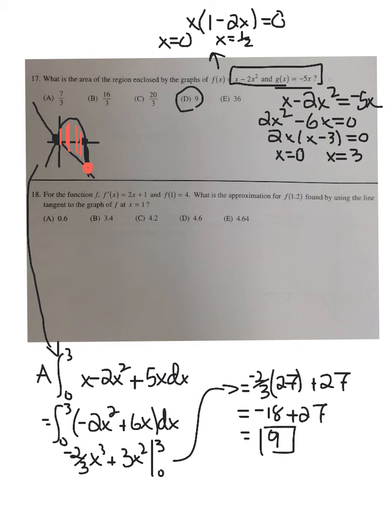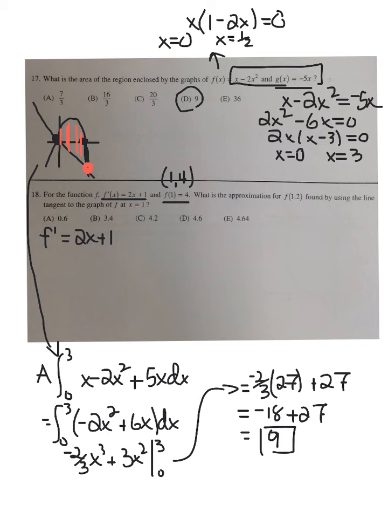All right, let's look at number 18. So 18 gives you the derivative, but it also gives you something about the function. I know that the function contains the point (1, 4). That's what this is basically saying there, right? So if my derivative is 2x plus 1, then I can find the slope by plugging in the point (1, 4).